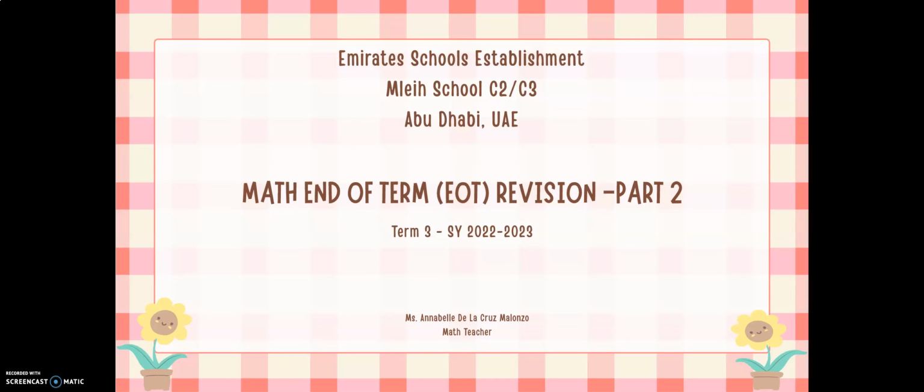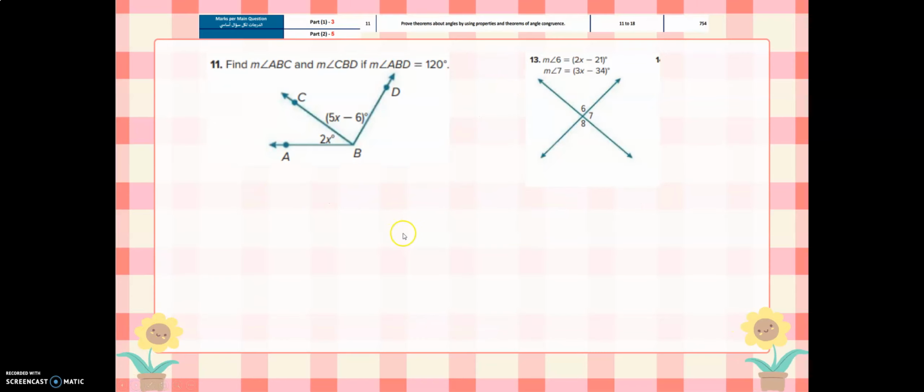Today I'm going to discuss with you the end of term revision, and our focus is on the part 2 questions. This part of the test is equivalent to 50 points. This is composed of 10 questions, and each question will be marked 5 points. So in order for you to get a score of 50 points, let us start with our first topic, which is proving theorems about angles by using properties and theorems of angle congruence.